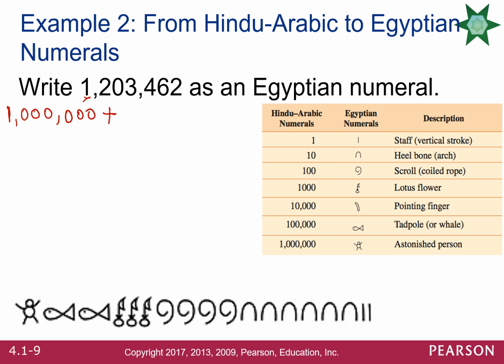203,000. So for now I'm going to write it as 200,000. All right. So 200,000. And then we have 3,462. So I'm going to first write the 3,000. So plus 3,000 plus 400, right? This is 400. So 400 plus 60 plus 2. All right, plus 2. So now all this is in Hindu Arabic numerals. All right.